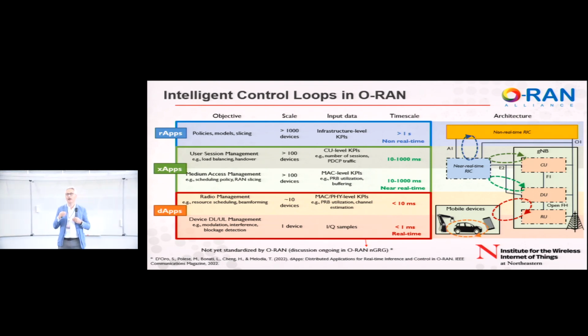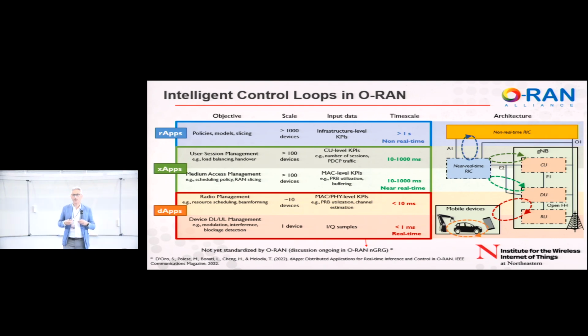xApps are designed to run on the near-real-time RIC with time scales that span tens of milliseconds to hundreds of milliseconds, up to 1 second, and control functionalities that have to do with management of the radio access network, like load balancing, selection of scheduling policies, etc.